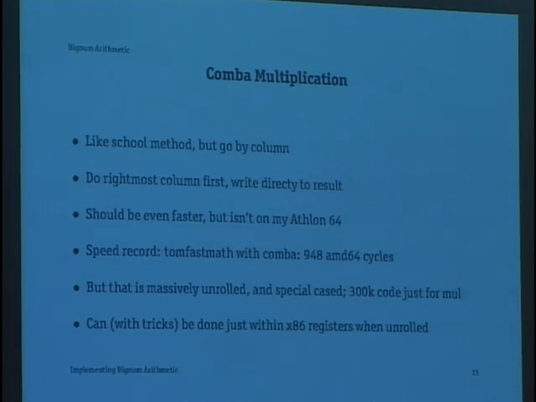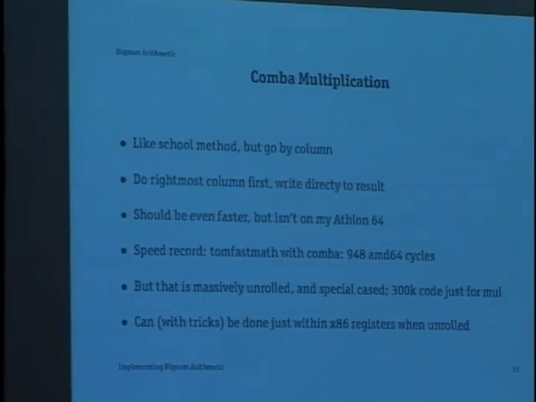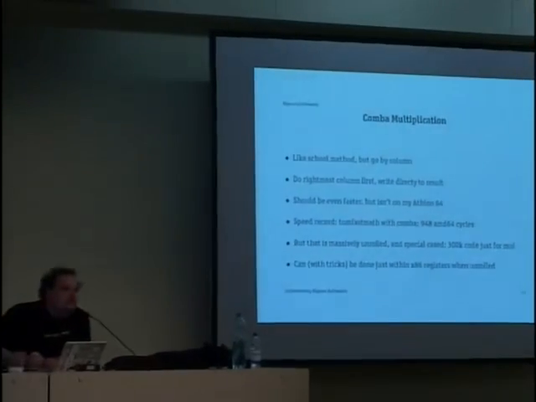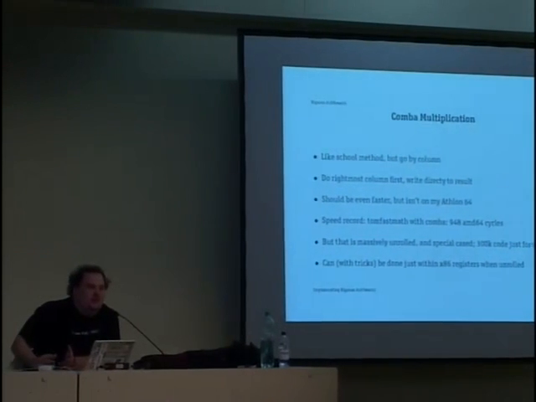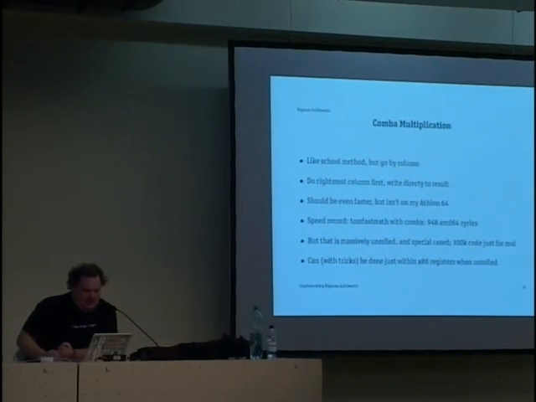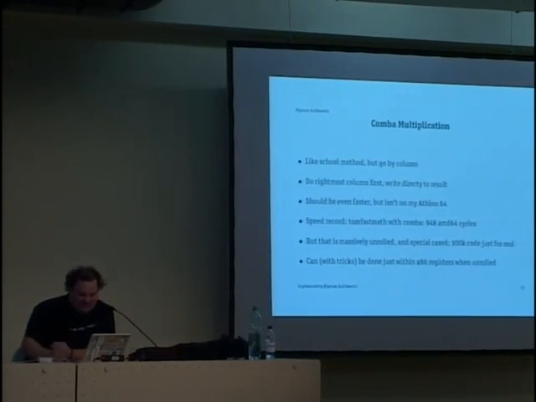But he did a massive unrolling. He has a special case for 1024 bit times 1024 bits, and then he has completely unrolled the whole thing, and there are no loop counters anymore. So his code is like 300K for one multiplication. I wasn't willing to go that far.